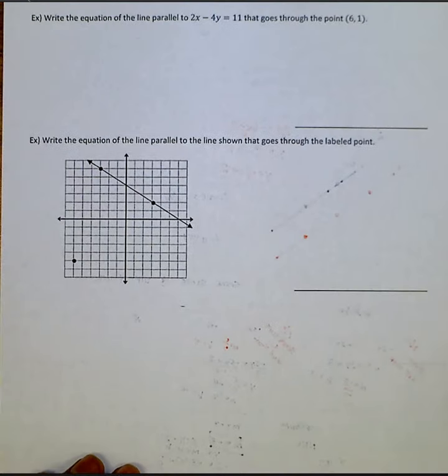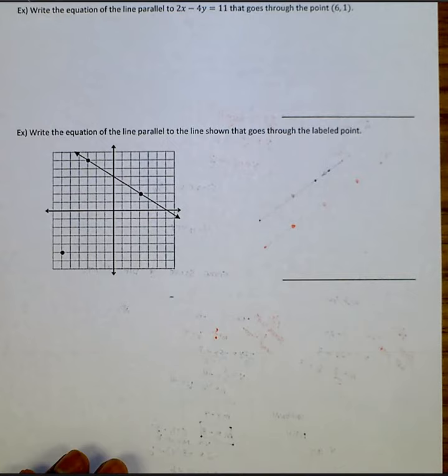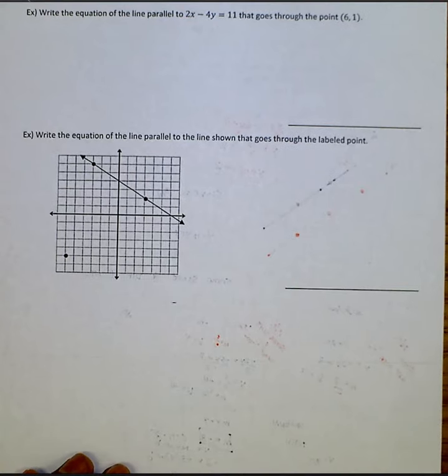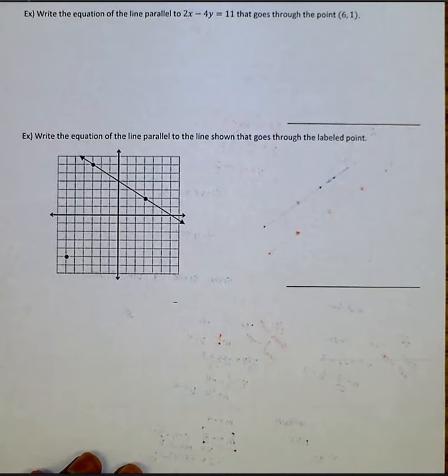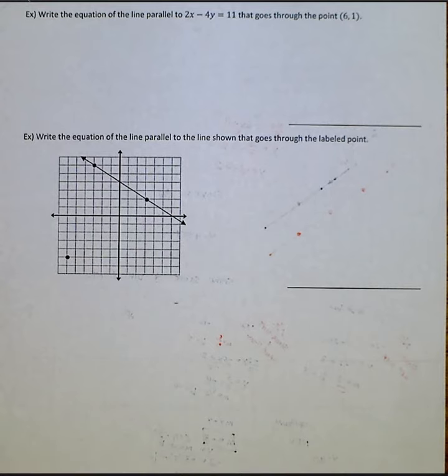Okay, you can try this on your own if you'd like to, and then pause it and come back and see how I do this. I'm going to do this problem right now. Okay, it says write the equation of a line parallel to 2x minus 4y equals 11 that goes to the point 6, 1.